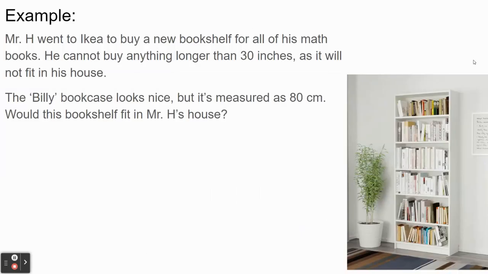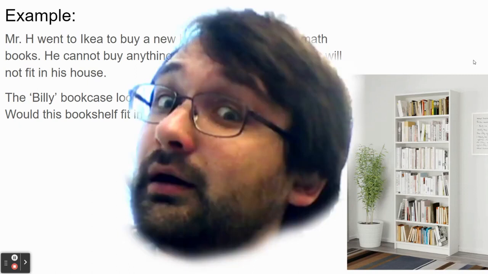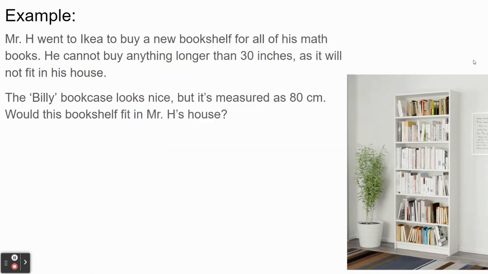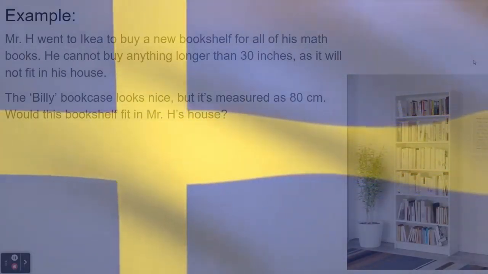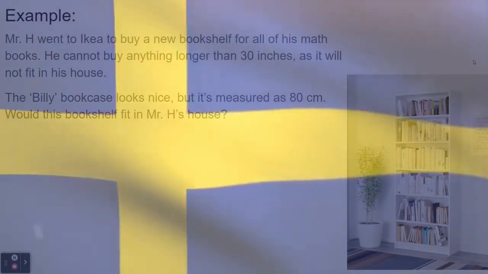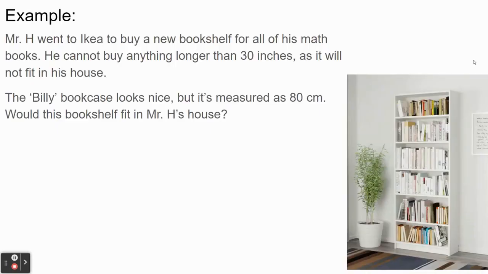So let's use this in a real scenario. Mr. H, that's me. I went to IKEA to buy a new bookshelf for all of my math books. However, I can't buy anything longer than 30 inches as it's not going to fit into my house. Mr. H finds Billy the bookcase, which looks nice, you can see it there, but it's measured as 80 centimeters. If you didn't know, IKEA is a Swedish company. Because they're European, they're going to measure things in metric. Would this bookshelf fit in Mr. H's house? That's what we're going to figure out.